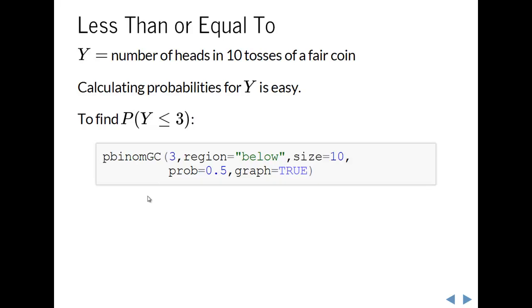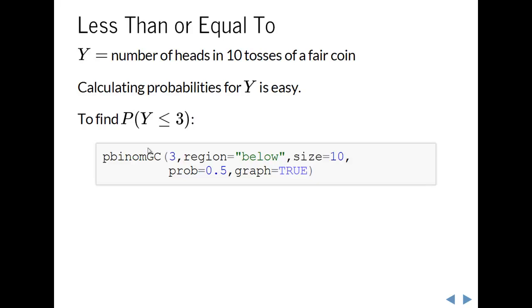Let's start by computing a less than or equal to probability, such as the probability that capital Y is less than or equal to 3. Keep your thinking in context. This is the probability that you would toss 0, 1, 2, or 3 heads in 10 tosses of a fair coin. There are 4 inputs to the pbinomGC function, along with an option to output a graph of the PDF, similar to what you've been seeing in the slides up until this point.